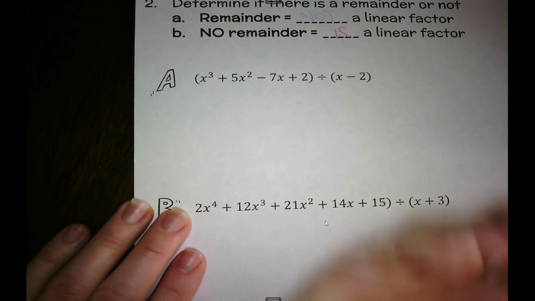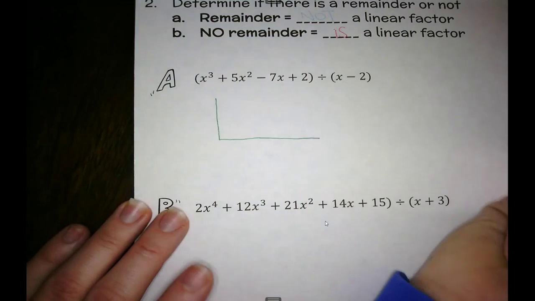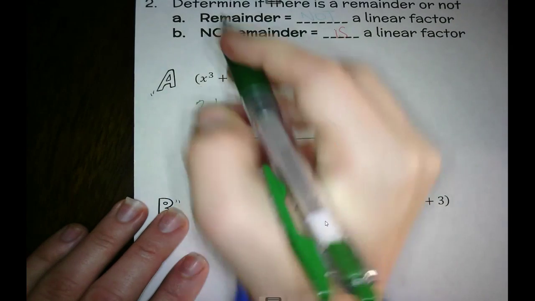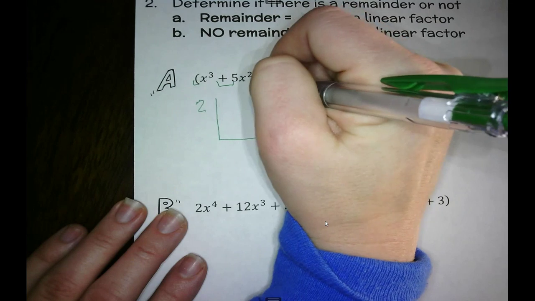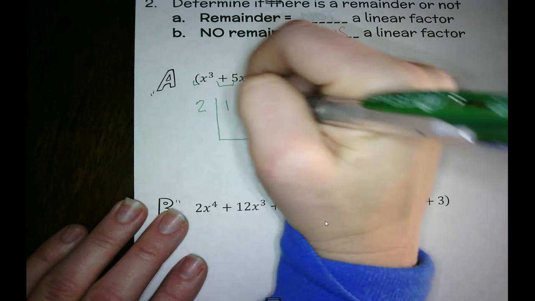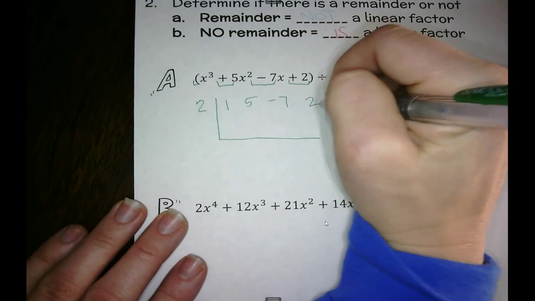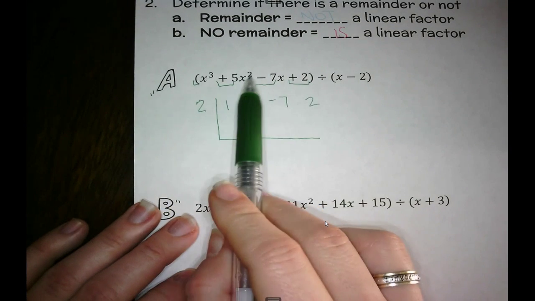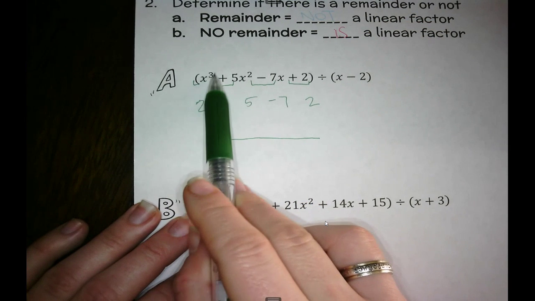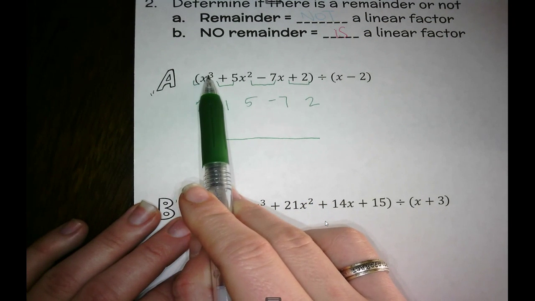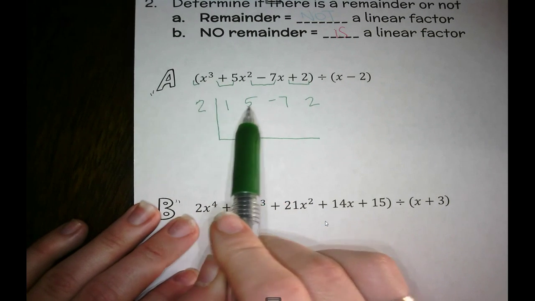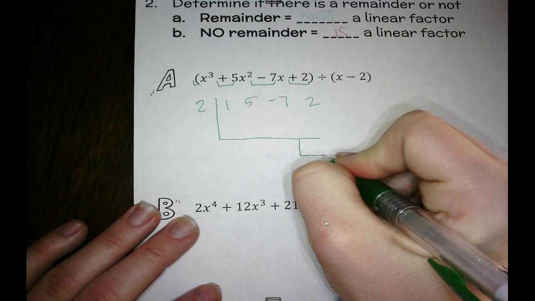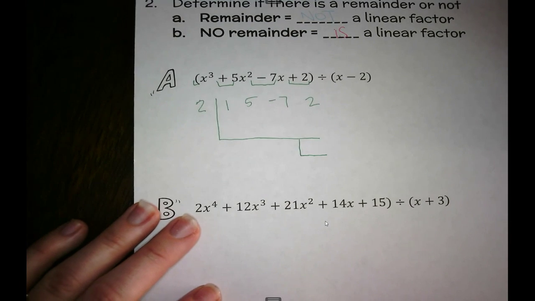Remember, we draw our big L. We put the opposite of this outside. And then we put the numbers in front up at the top. Remember, if a term with an exponent is missing, then you have to put a 0 in. I'm going to put this box down. That's where the remainder or non-remainder will go. And let's drop our 1.